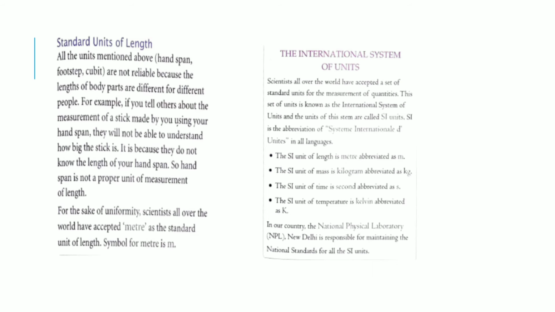The units of this system are called what? SI units. The SI abbreviation is from the French, Système International d'Unités, used in all languages. Here you see that the SI unit of length is meter, abbreviated as m. The SI unit of mass is kilogram, which we can write as kg. The SI unit of time is second, we can write it as s. The SI unit of temperature is Kelvin, we can write it as K.